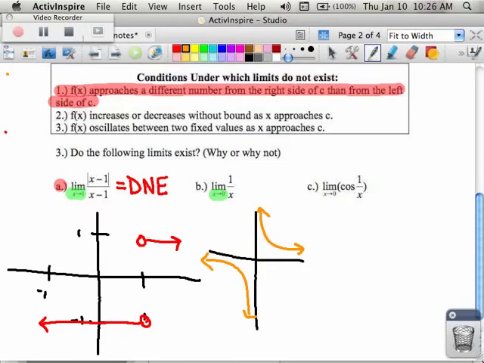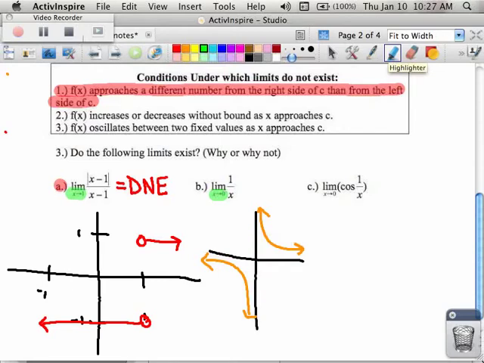Negative infinity. As I approach from the right-hand side, and my x values get closer and closer to 0, my y value approaches positive infinity. Positive infinity. Joe didn't even know what he was saying, and he said it out loud anyways. Good job, Joe.